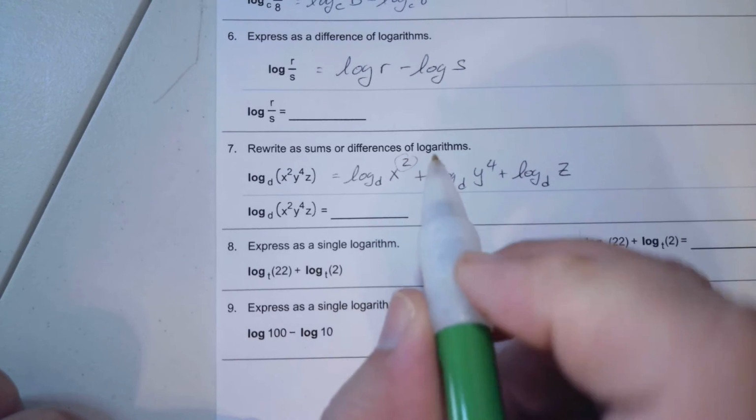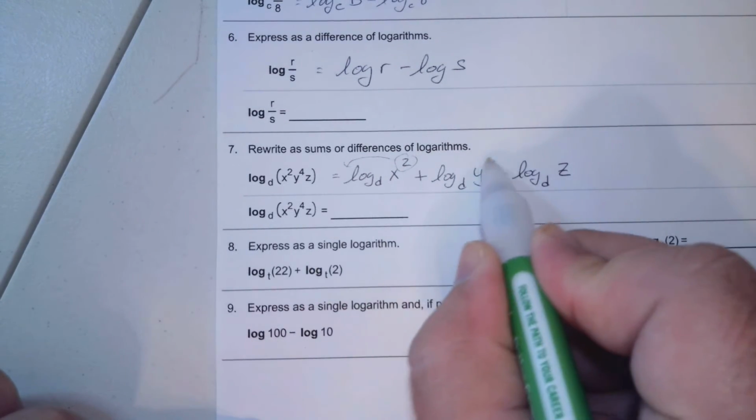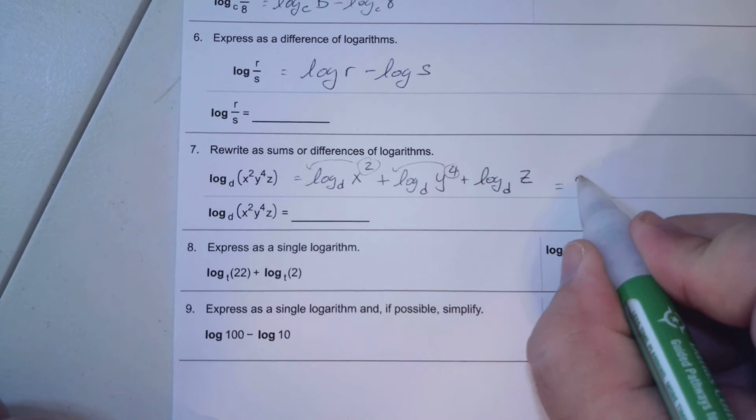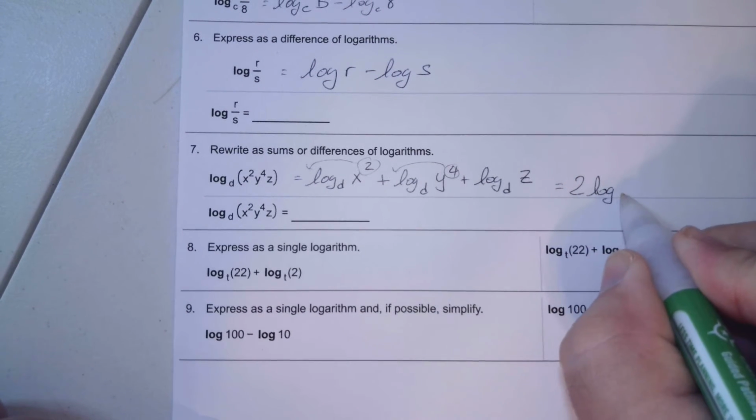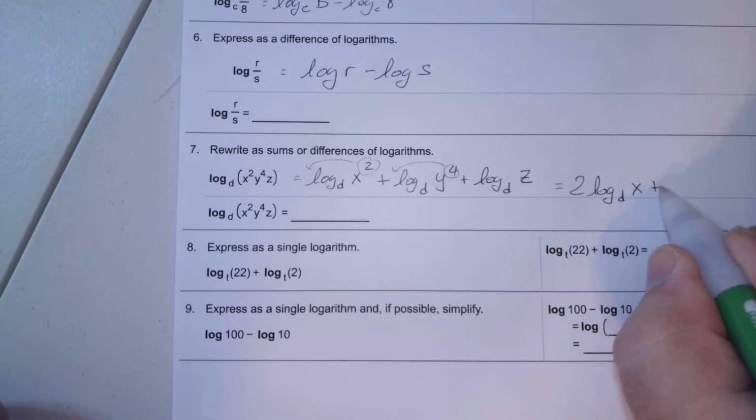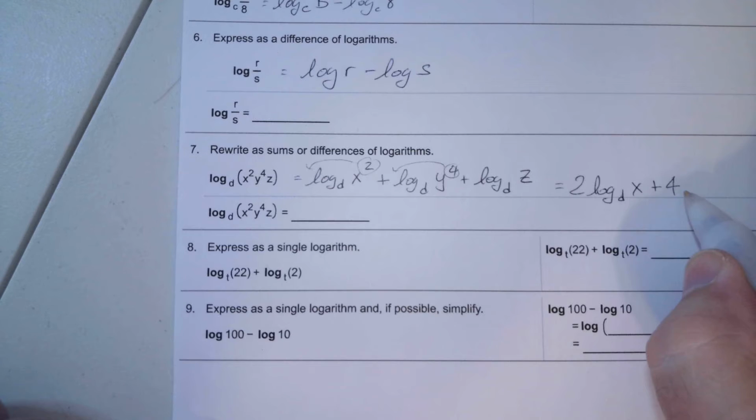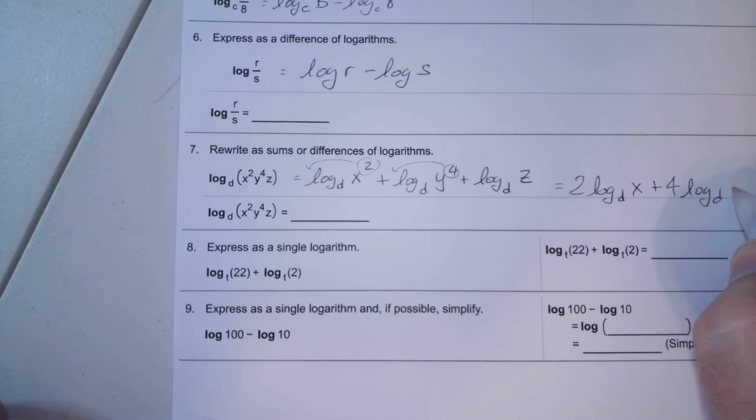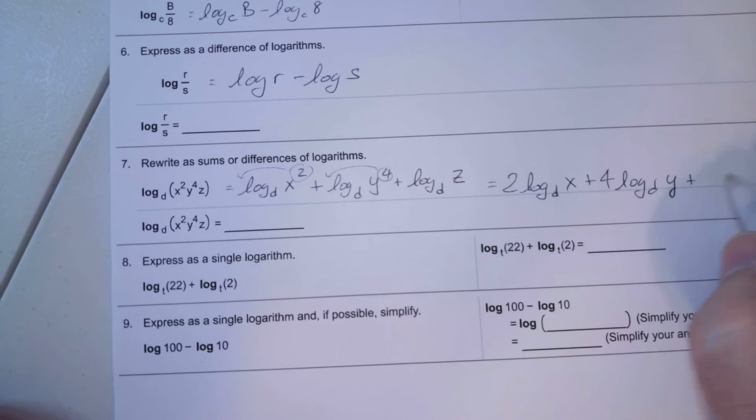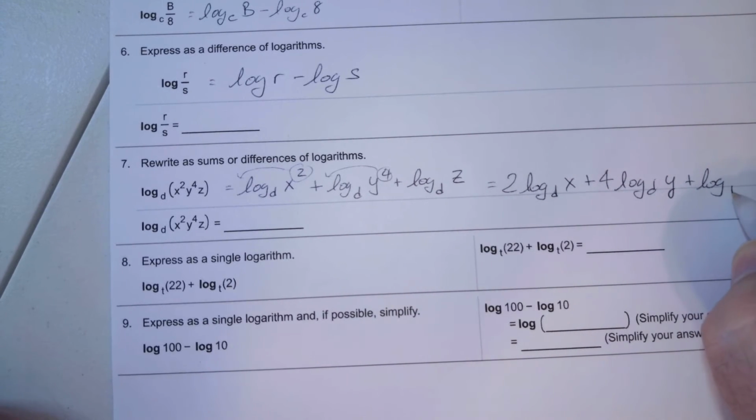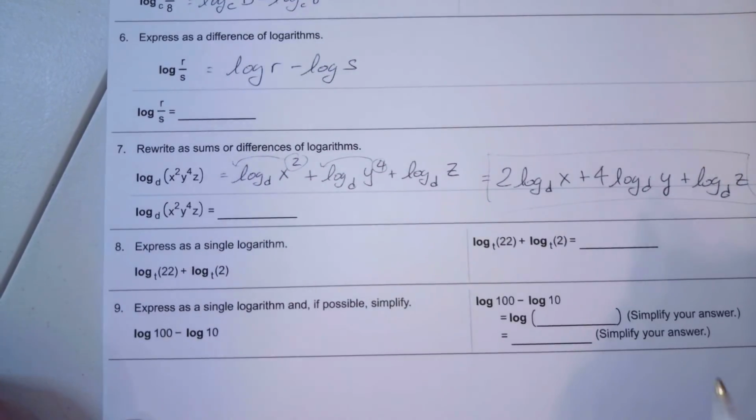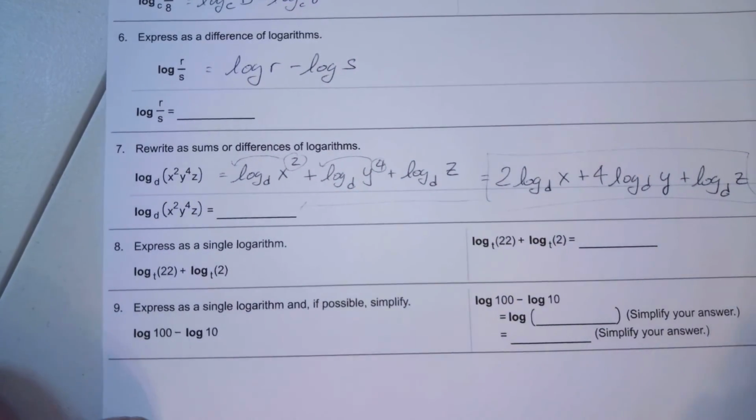We can't have exponents, so those exponents have to come in front. So what we're going to have is 2 log d of x. Bring the 4 in front, so it's 4 log d of y. And the last one's just good the way it is: log base d of z. And there's your answer.